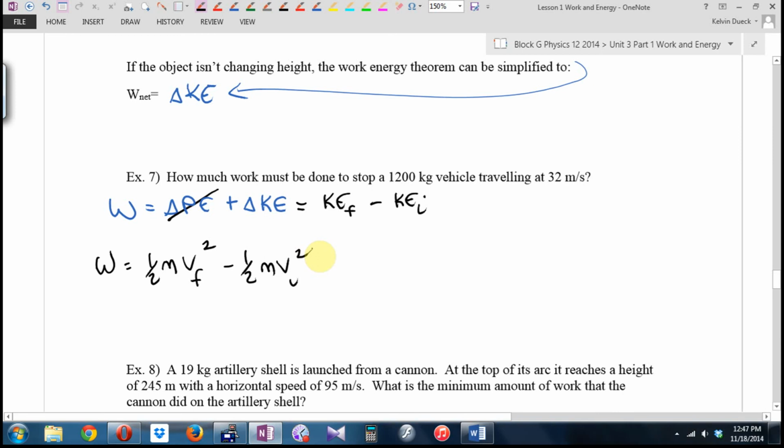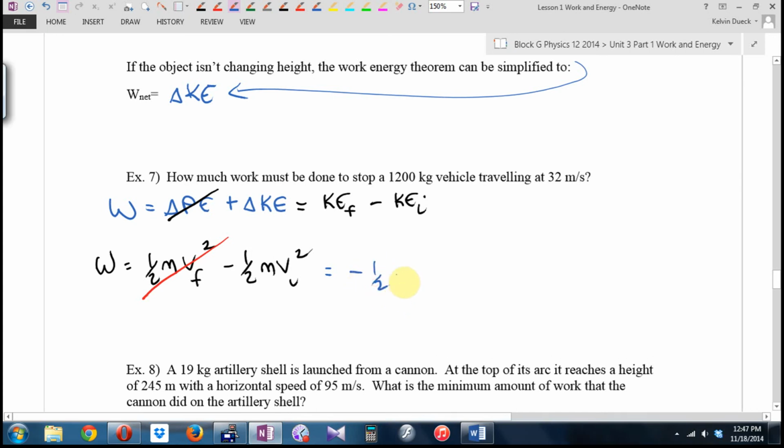By the way, are any of these 0? V final. Oh, so you're saying I can do that? So it's going to be just negative. The negative is coming from the fact that the car is losing energy.